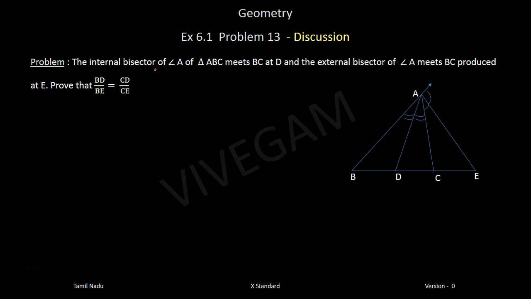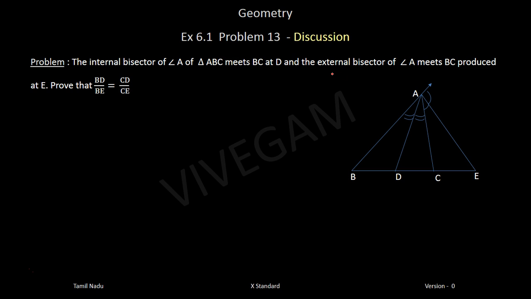Okay, and the internal bisector of angle A meets BC at D. The internal bisector of angle A, which is AD, meets BC at D, right? So it meets at this point. So AD is the internal bisector of angle A, so these two angles are equal. That's why it's marked by this symbol, right?